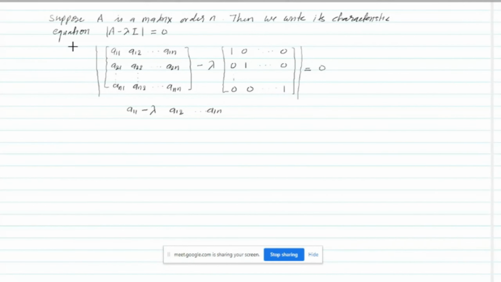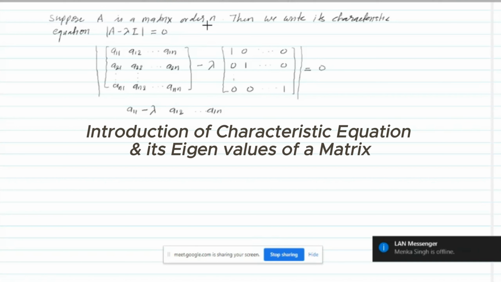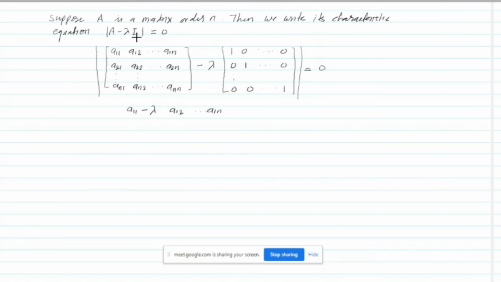Now see here, if we suppose that you have matrix A of order n cross n, that is, your matrix has the order n, then we can write the characteristic equation determinant of A minus lambda I equal to 0. Here I is the unit matrix of order n, so you can write I n.